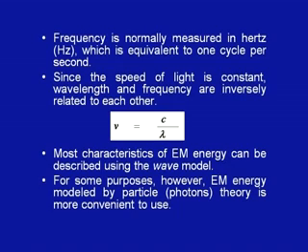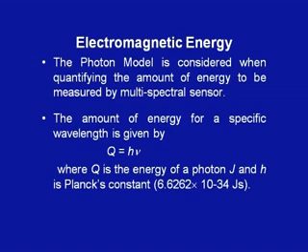For some purposes, however, electromagnetic energy modeled by particles, that is the photon theory, is more convenient to use. The photon model is considered when quantifying the amount of energy to be measured by a multispectral sensor. The amount of energy for a specific wavelength is given by the equation Q = hν, where Q is the energy of the photon expressed in joules and h is Planck's constant, which is equal to 6.6262 × 10^-34 joule-seconds.